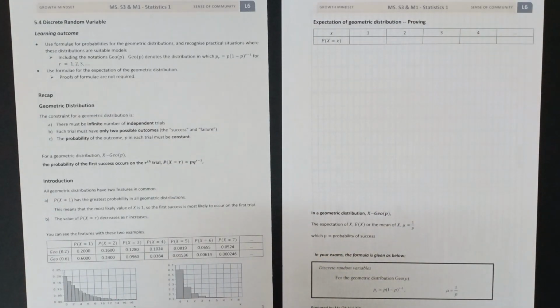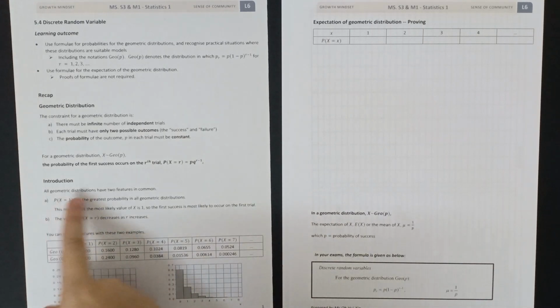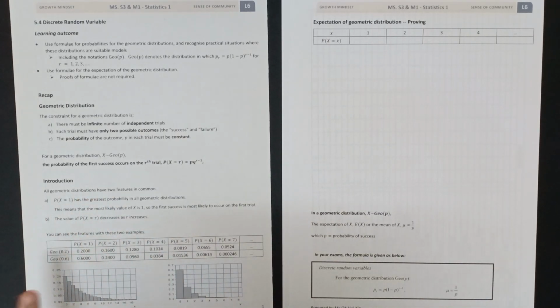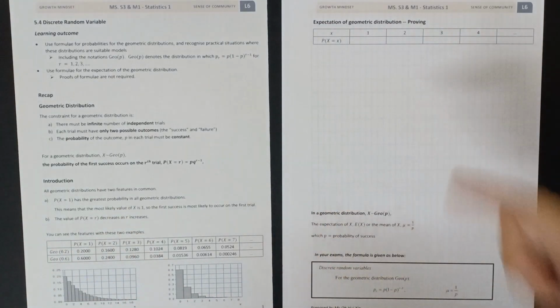What you need to know is just remember that for geometric distribution, your P(X=1) will have the highest probability. Then as your number of trials increases, all your probabilities will be decreasing. Then after that, now we'll be looking at some proving.